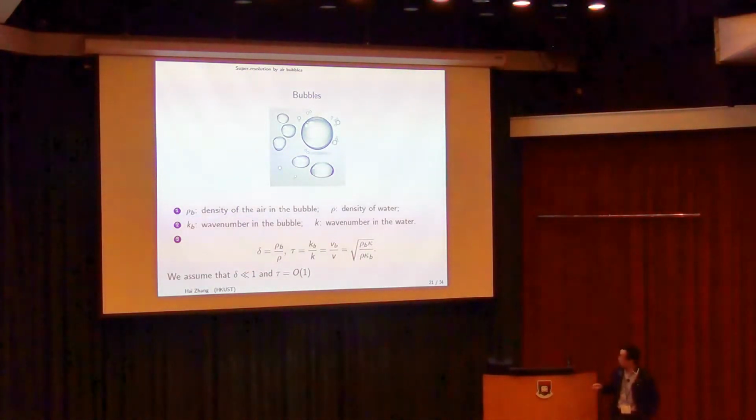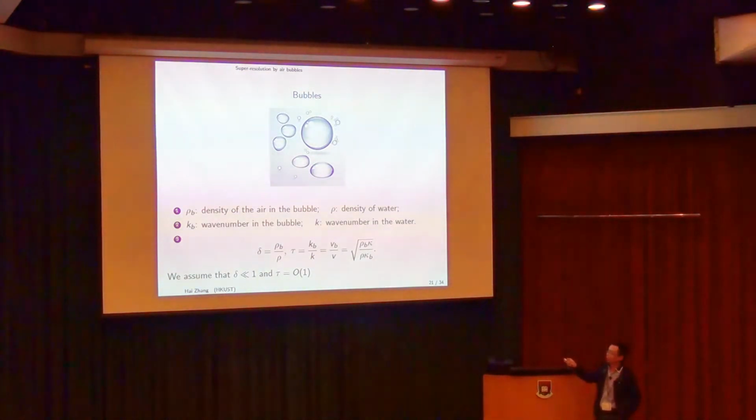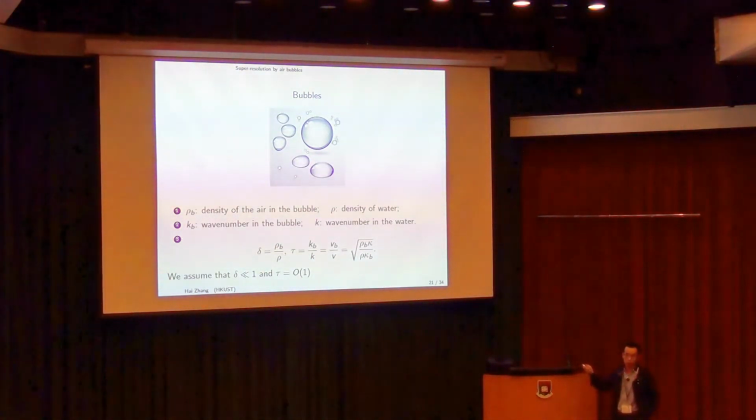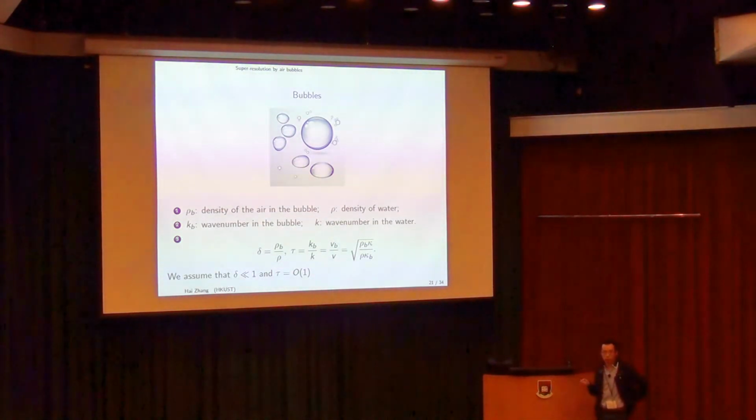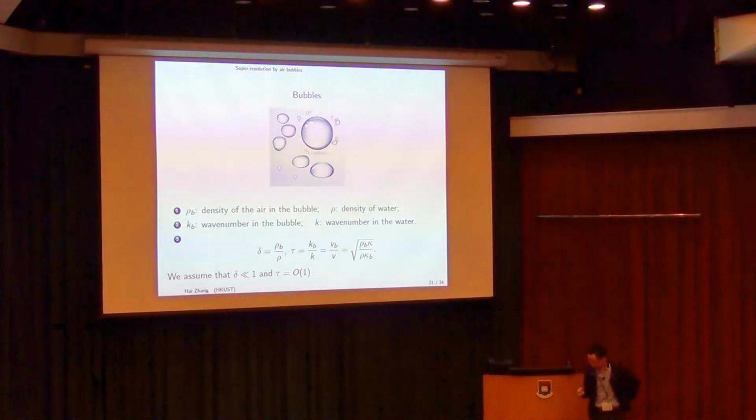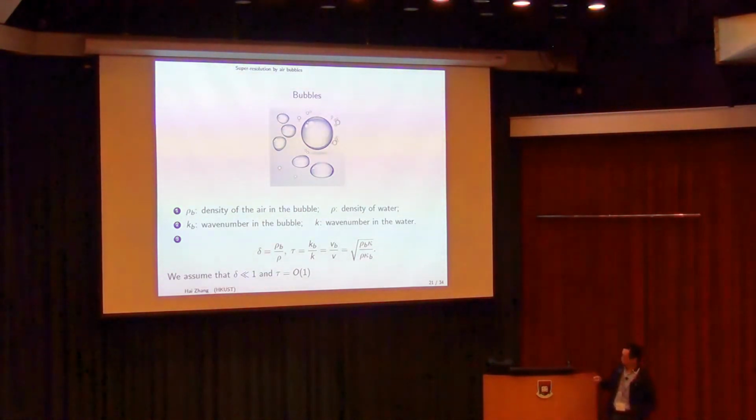However, on the other hand, if you look at the wave speed or the wave number inside the bubble and outside the bubble, they don't differ too much. So the contrast is on the same scale. However, we have a big contrast in the density and the bulk modulus. Because of this high contrast, bubbles have very interesting acoustical properties.